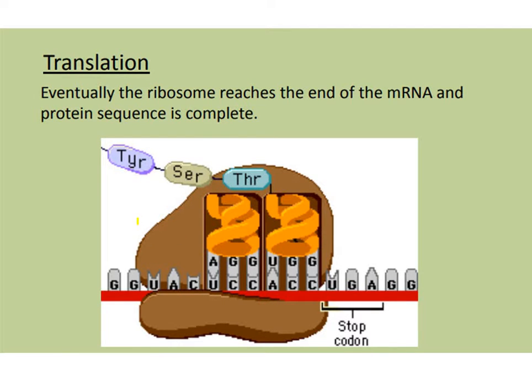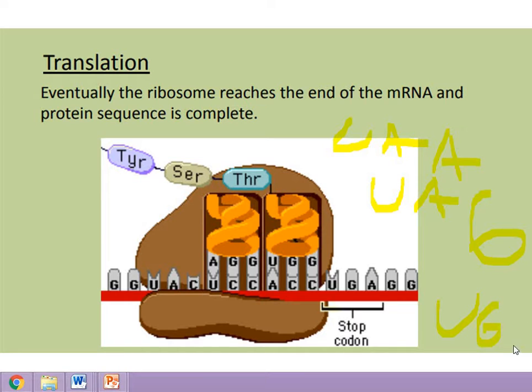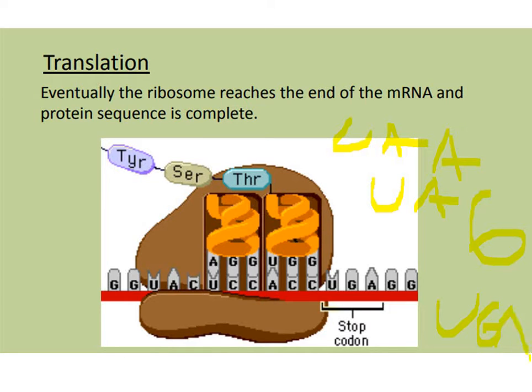So, ito po. Pag na-reach na po yung UAA, UWAG, at saka UGA. Ibig sabihin po nun, stop codon na. Nag-stop na po yung transcription. On this picture, makikita nyo dito, nag-stop po yung transcription sa UGA. Okay po.